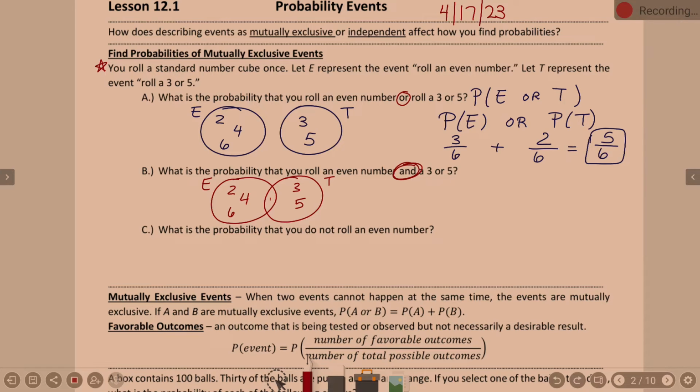And notice the difference: this was the probability of E and T. And so that is just going to be 0 out of 6, which is 0. Because in this particular scenario, I cannot get an even and a 3 or a 5. I don't know what scenario you could get an even and a 3 or a 5, unless it's 2 dice.